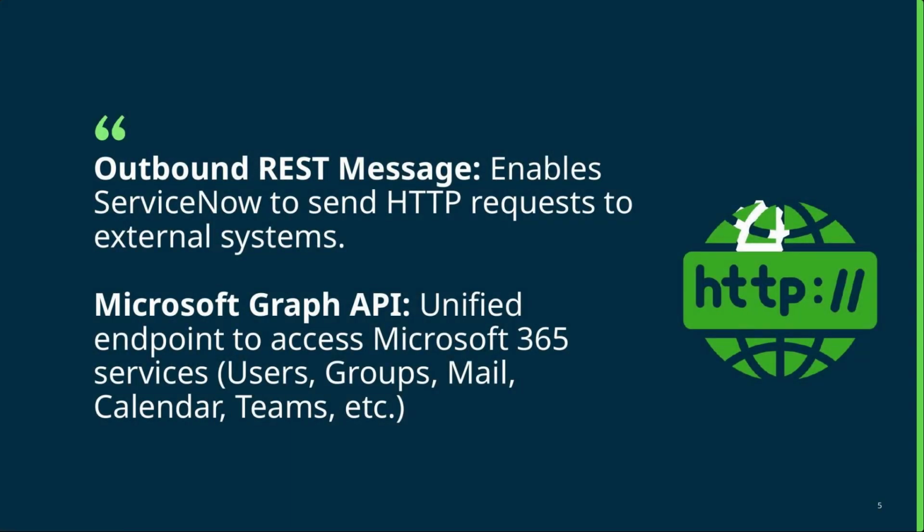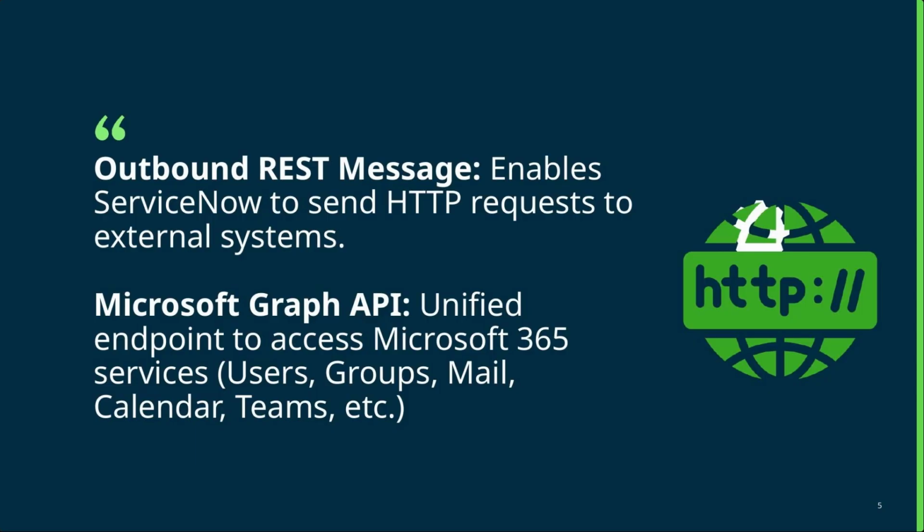Let's see what an outbound REST message is within ServiceNow. An outbound REST message enables ServiceNow to send HTTP requests to third-party systems, be it Microsoft 365, Graph API, or whatever tool offers REST endpoints. We can interact with them, send the request, and get the response from those APIs. So that is what a simple outbound REST message is. It is a pretty basic thing which comes with the ServiceNow platform.